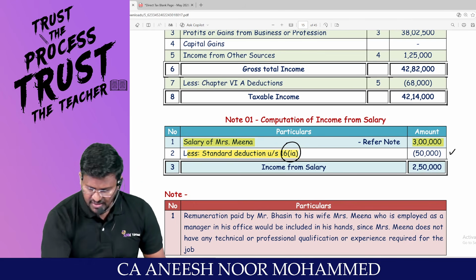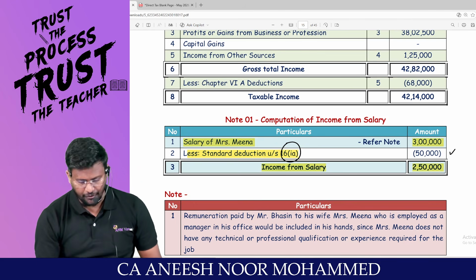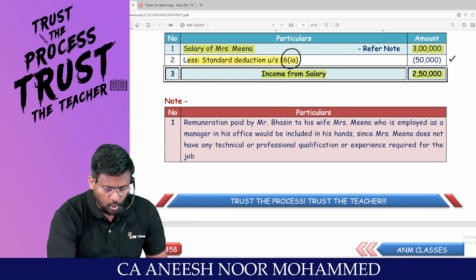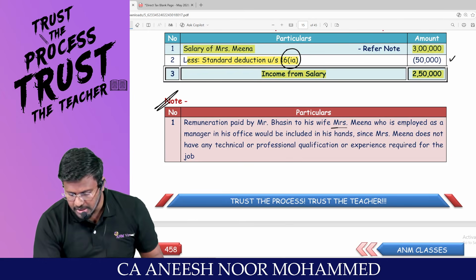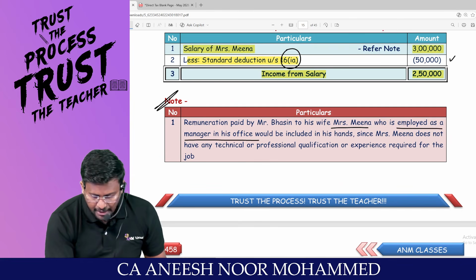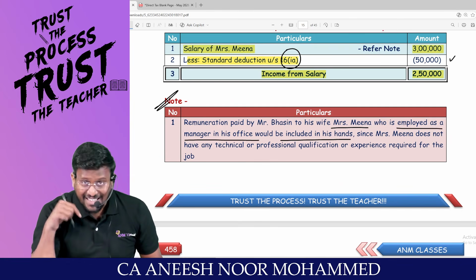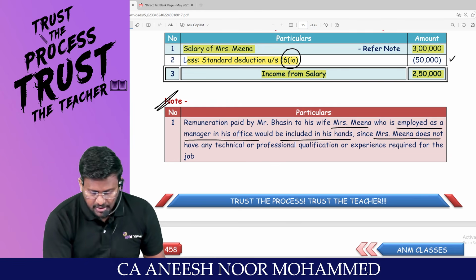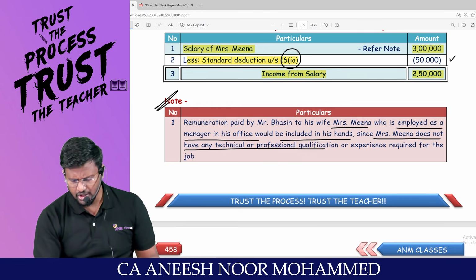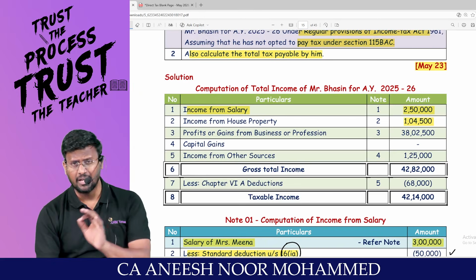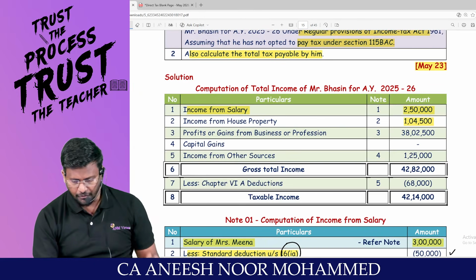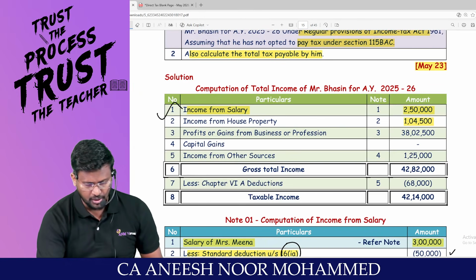So the income from salary will be 2,50,000. Am I right? This note, don't forget to write: remuneration paid by Mr. Bashin to his wife, Mrs. Meena, who is employed as a manager in his office, would be included in his hands, since Mrs. Meena does not have any technical or professional qualification or experience required for the job. Those who have done clubbing, this point will be very comfortable. Income from salary. Can I proceed?